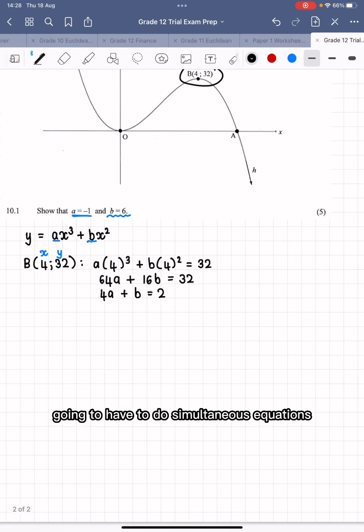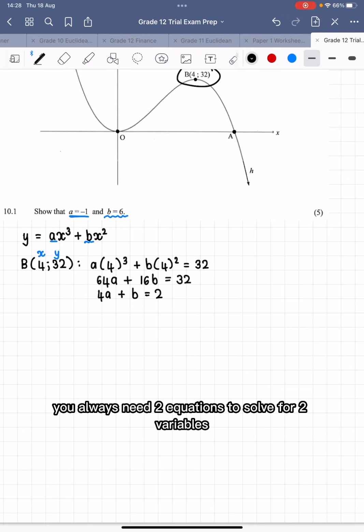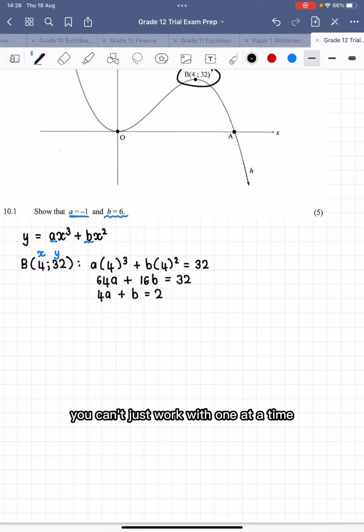Now at this point, guys, we have one equation with two variables. That means that we're going to have to do simultaneous equations, but we're going to need another equation in order to solve for two variables. You always need two equations to solve for two variables. You can't just work with one at a time.